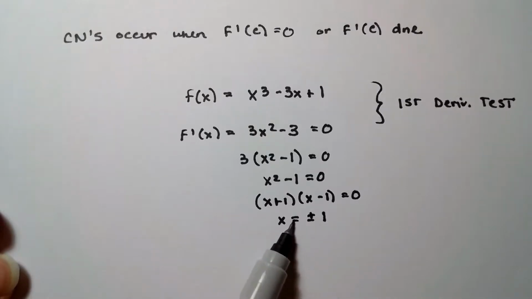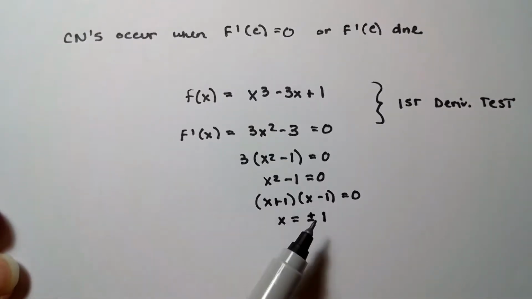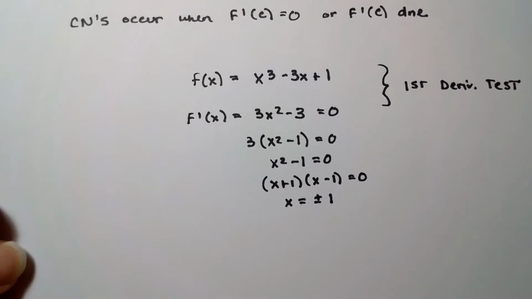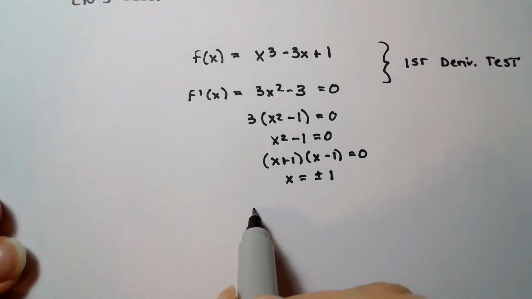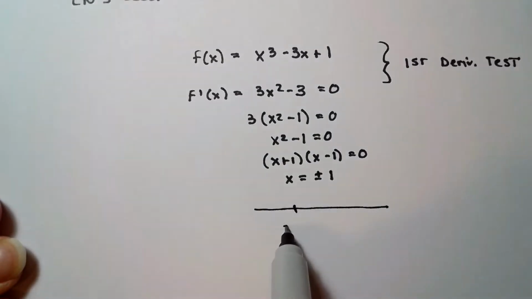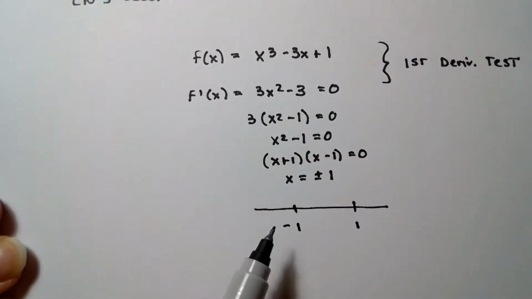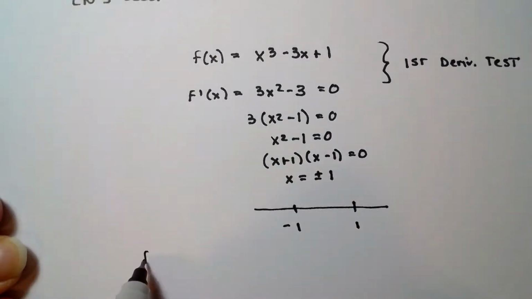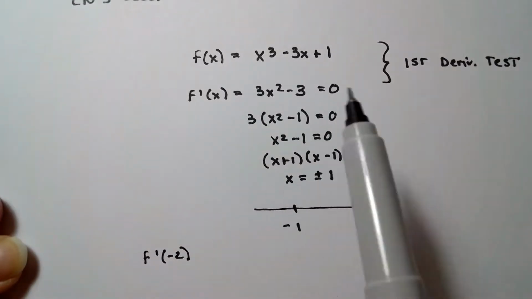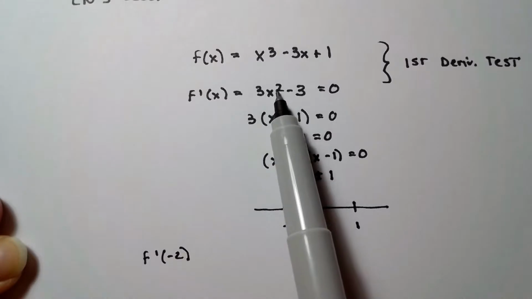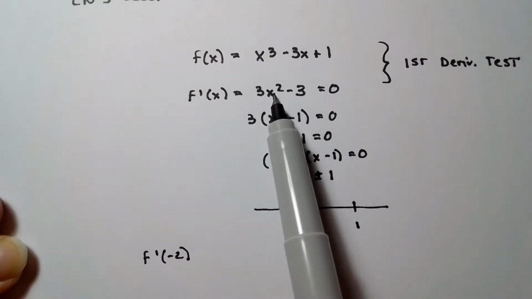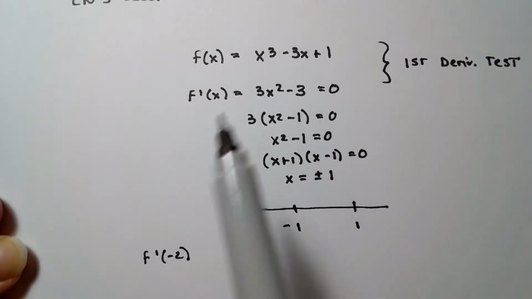These are the places where f prime of x is equal to 0, okay? And what I'm going to do is plot those critical numbers on a number line. And I'm going to test the derivative on the left and the right of each critical number to see what the sign of the derivative is. So for example, if I tested f prime of negative 2, well, a negative 2 squared becomes positive. So I have 3 times 4, which is 12, minus 3, is a positive number.